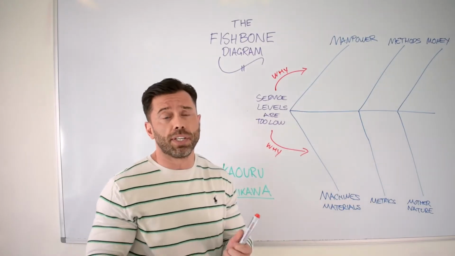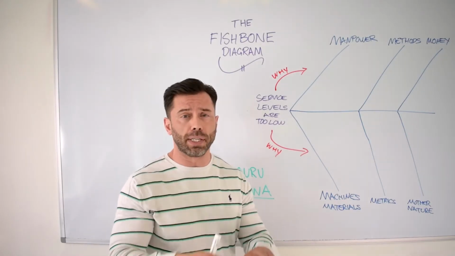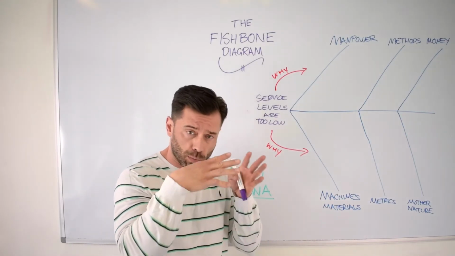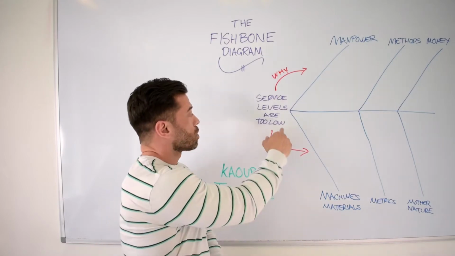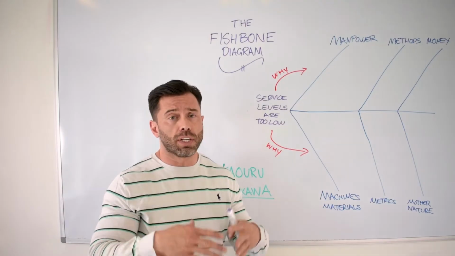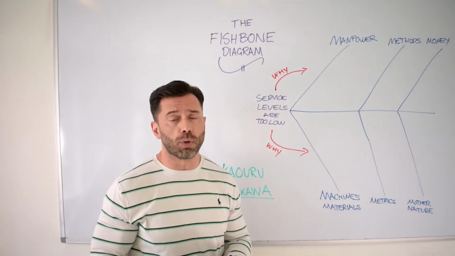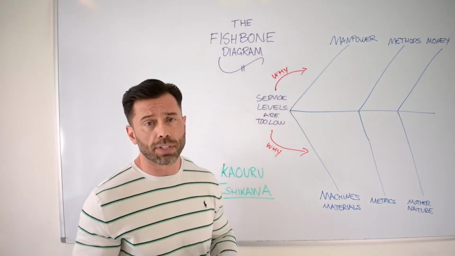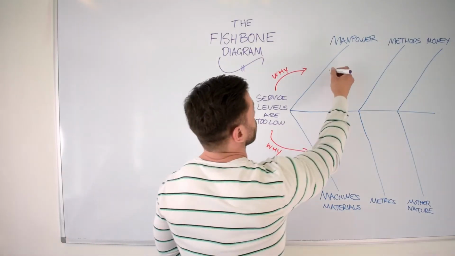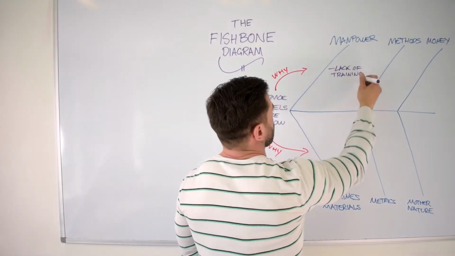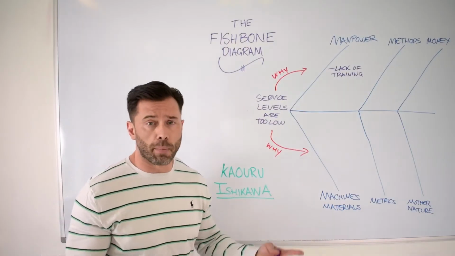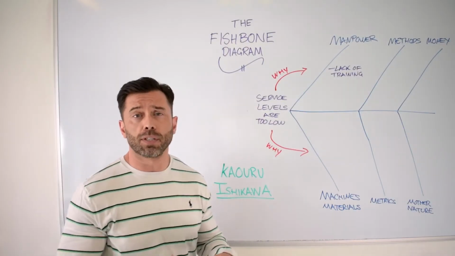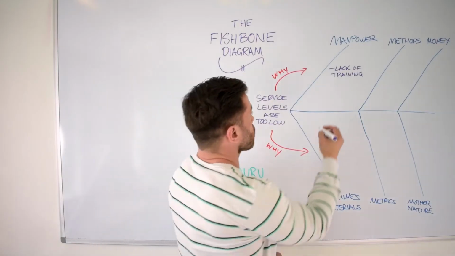And together with a team, ideally, maybe on your own, but ideally in a team environment, and with the right people in the room, you try to identify the reasons why the service levels are too low. So let's look at manpower, for example. You could identify that there is, for example, lack of training. Another reason why perhaps the service levels are too low from a manpower point of view is that there is low engagement of the workforce.